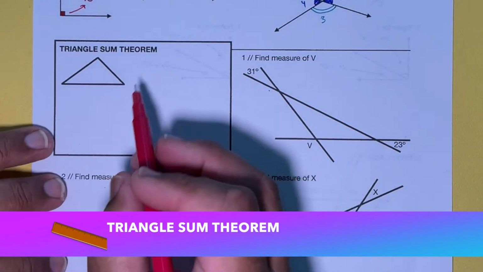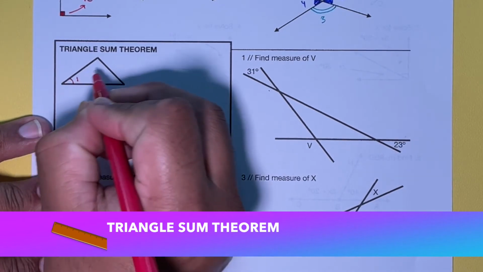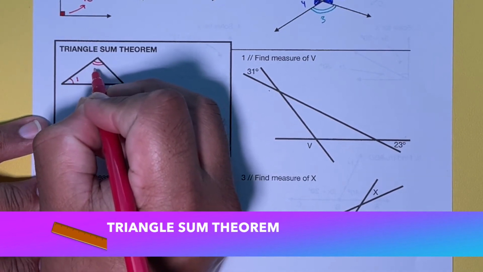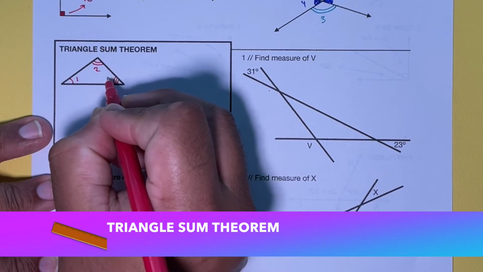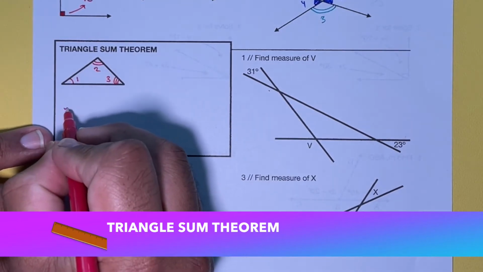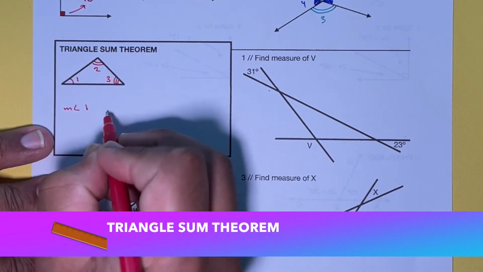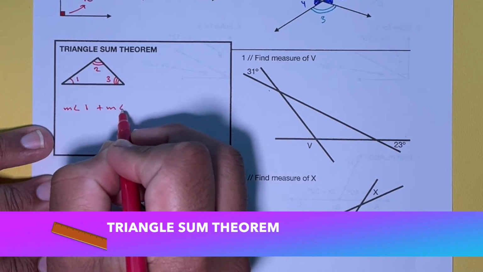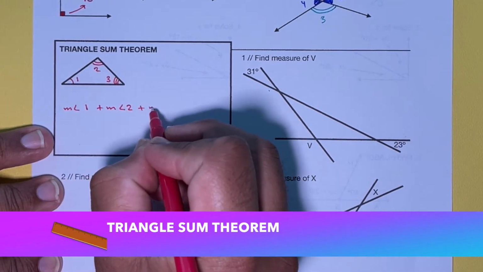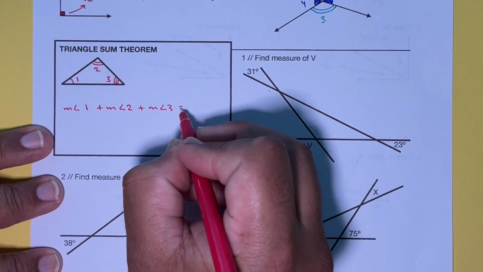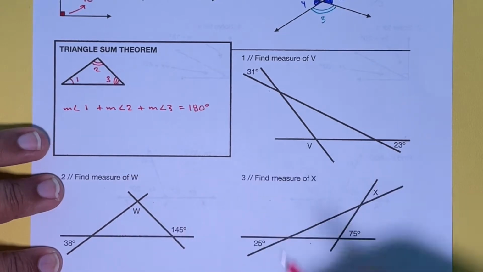All right, next we have the triangle sum theorem. The angles inside a triangle all add up to 180 degrees. So the measure of angle 1 plus the measure of angle 2 plus the measure of angle 3 equals 180 degrees.